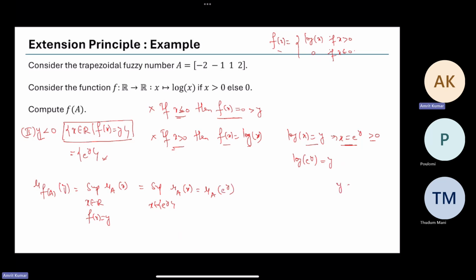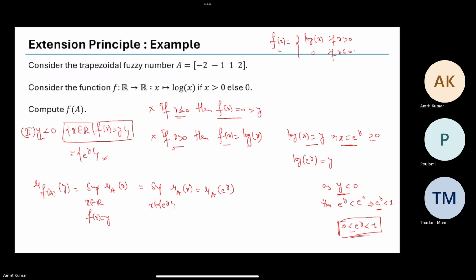Now, since y is less than or equal to 0, e to the power y is less than or equal to e to the power 0, because e to the x is an increasing function. So we just need to apply it to both sides. That means e to the power y is less than or equal to 1, and e to the power y is anyway going to stay bigger than 0.